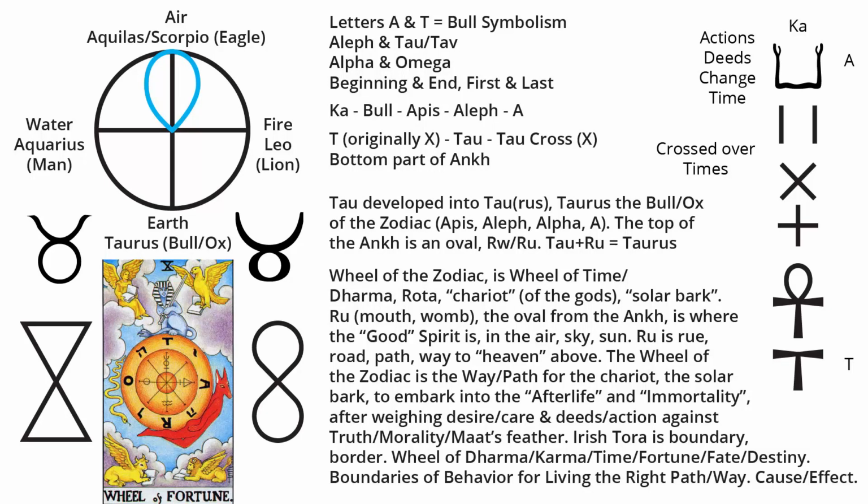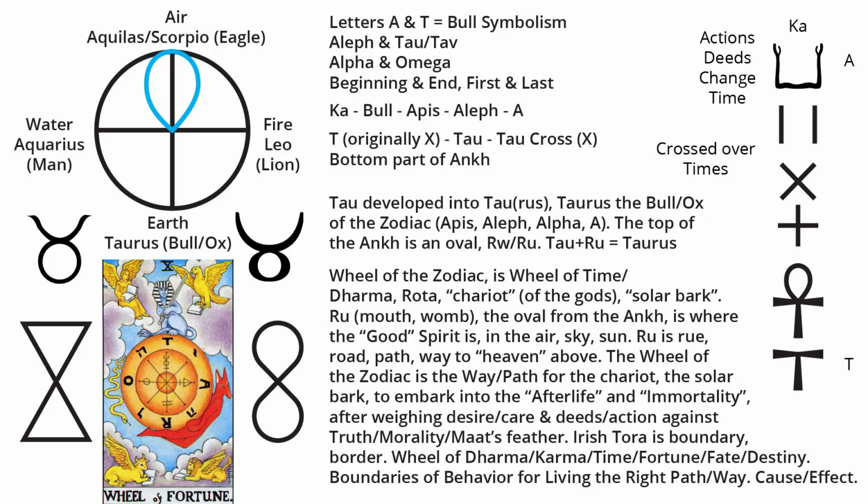So Rue is also rue in French, and rue is a road, a path, and that's the way to heaven above. Is this oval, this circuit that we go around, the Ouroboros, the infinity, repetitive loop, is the rue, the road, the path, and the way to heaven above.